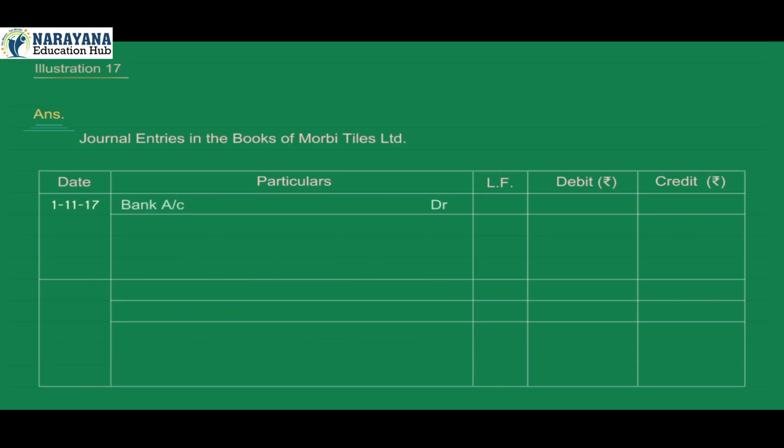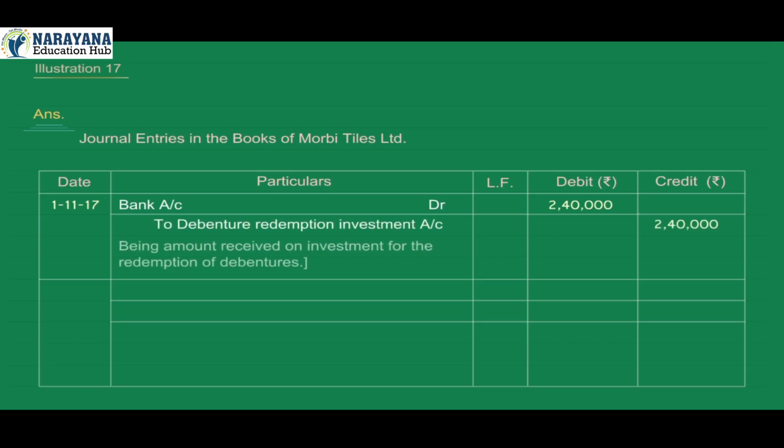1st November 2017. Bank account debit 2,40,000 to debenture redemption investment account credit 2,40,000, being amount received on investment for the redemption of debentures.